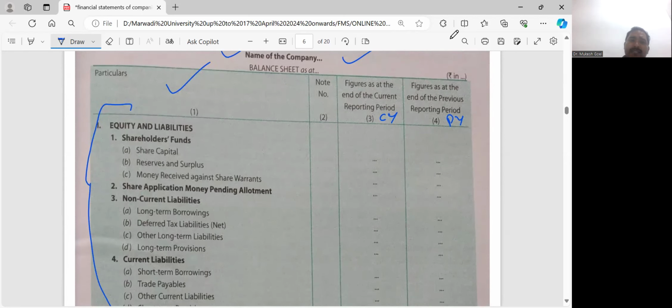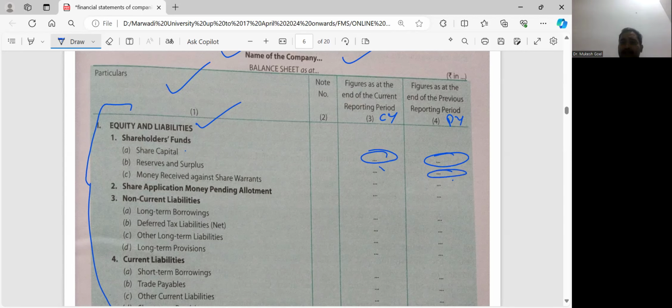So first is equities and liabilities. In equities and liabilities, first of all, there will be share capital. It shows the previous year's amount and the current year amount. Second one is reserves and surplus. Third one is money received against share warrants. Second subhead is share application money pending allotment. We will discuss it later.